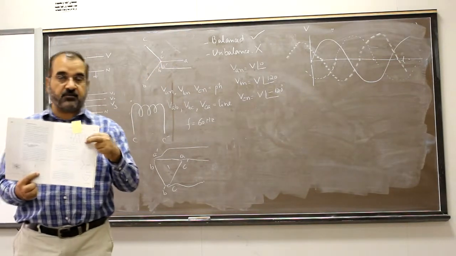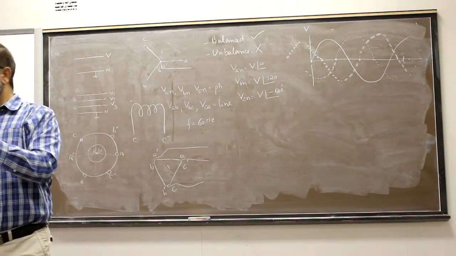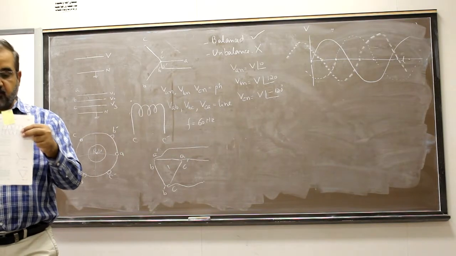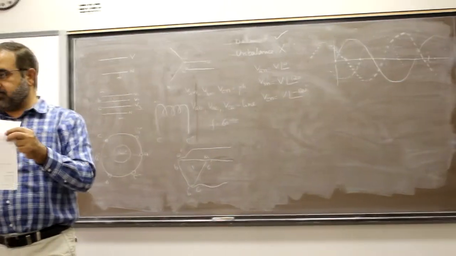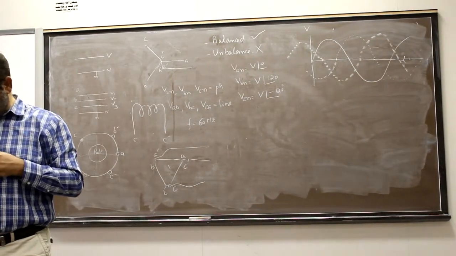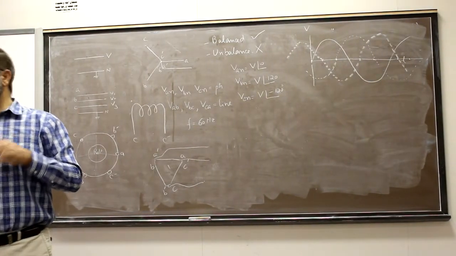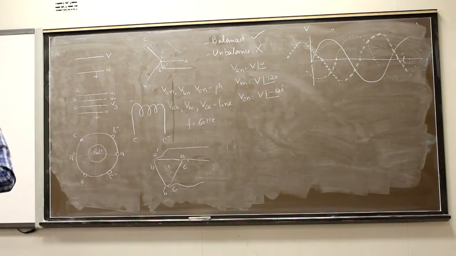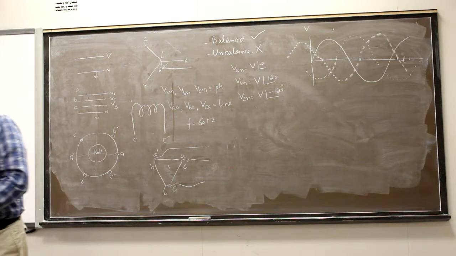But if you draw it in MATLAB, or if you get the original waveform from the generator, you will get the waveforms like this. Yes, all the three displaced from one another by an angle of 120, 120 and 120 with respect to one another.